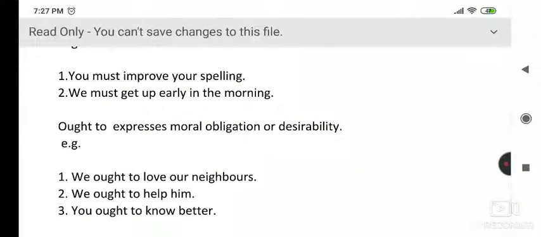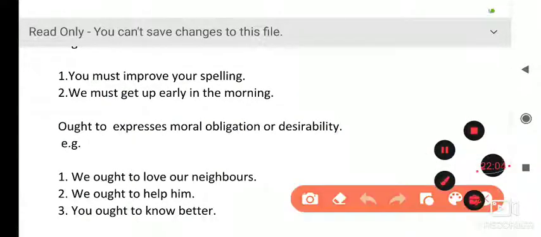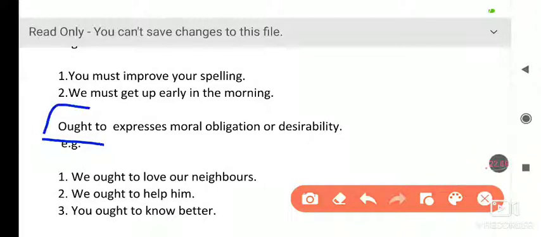And ought to, this type of modal auxiliary, expresses desirability or a moral obligation. For example, we ought to love our neighbors. It expresses the desire in the sentence of loving each other. We ought to help him. You ought to know better.